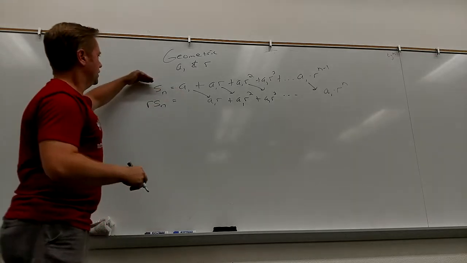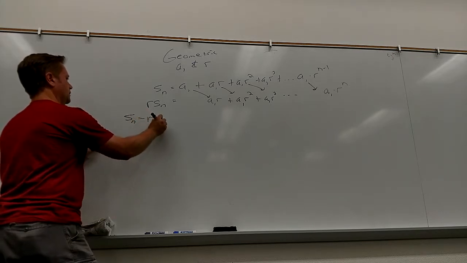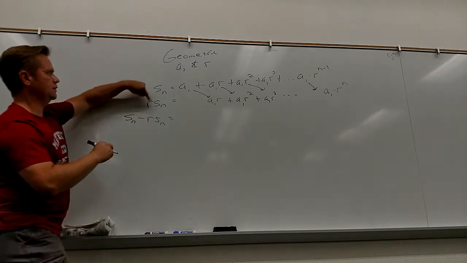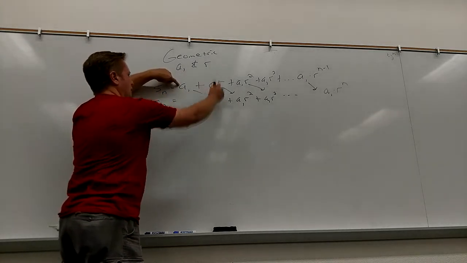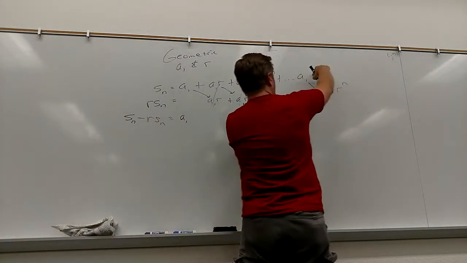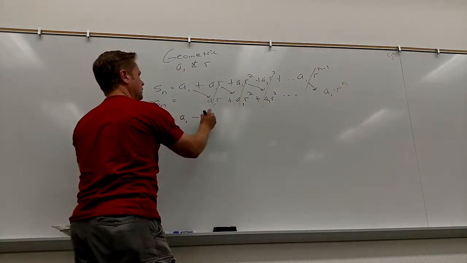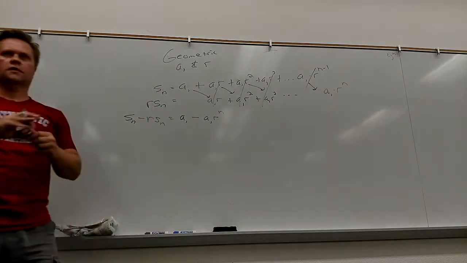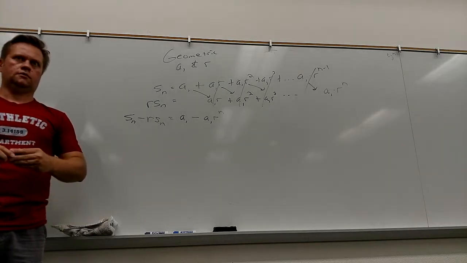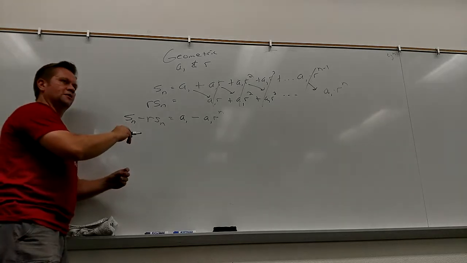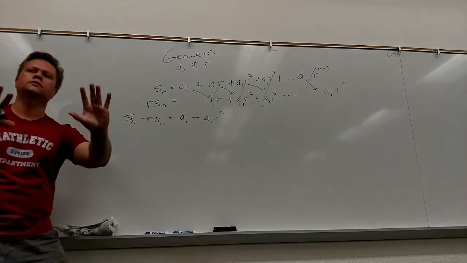So now what happens when I subtract these? I'll get Sn minus R Sn. A1 is still here, isn't it? There's nothing here. So I get A1, that cancels, that cancels, that cancels. This is going to cancel here. And then I end up with 0 minus this, minus A1 R to the n. Let me stop for a second. I love it. I'm going to keep going. Just wait, get to the end.